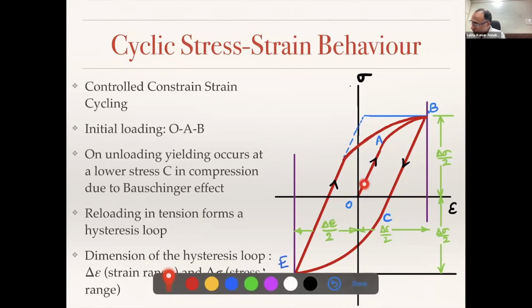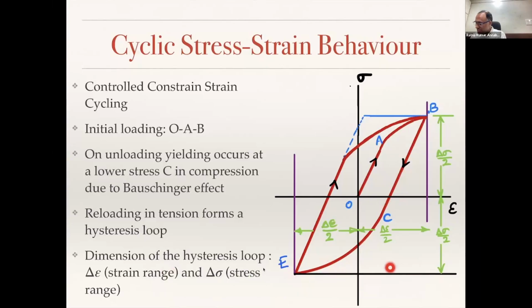So you initially loaded the specimen up to this strain. Now you are unloading between this epsilon max and epsilon min. So these are the strain range. From this strain to that strain, you are cycling. This is what we call constant strain cycling.